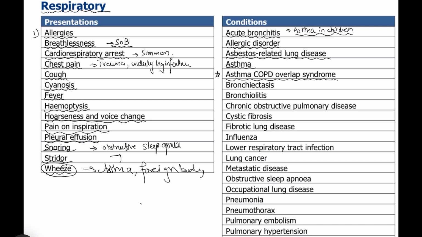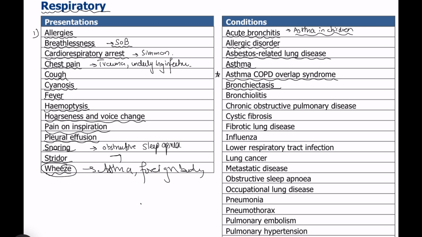Now, this is the new topic: asthma COPD overlap syndrome. This is a disease in which the symptoms of both asthma and COPD overlap. So, if the patient presents with eosinophilia, which is associated with asthma, like they have the history of allergy or allergic diseases, and the patient has exposure to smoking, so it is also related to COPD. So both the symptoms correlate. Now that is asthma COPD overlap syndrome. The treatment will be the same. The patient will be given bronchodilators and inhaled corticosteroids.